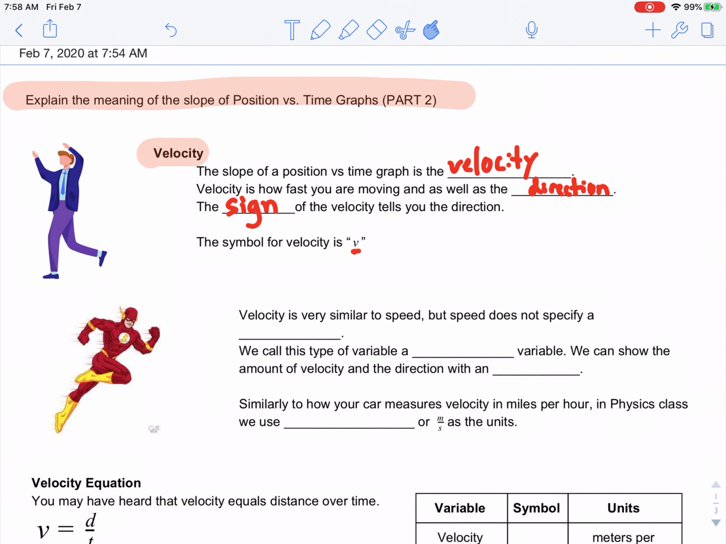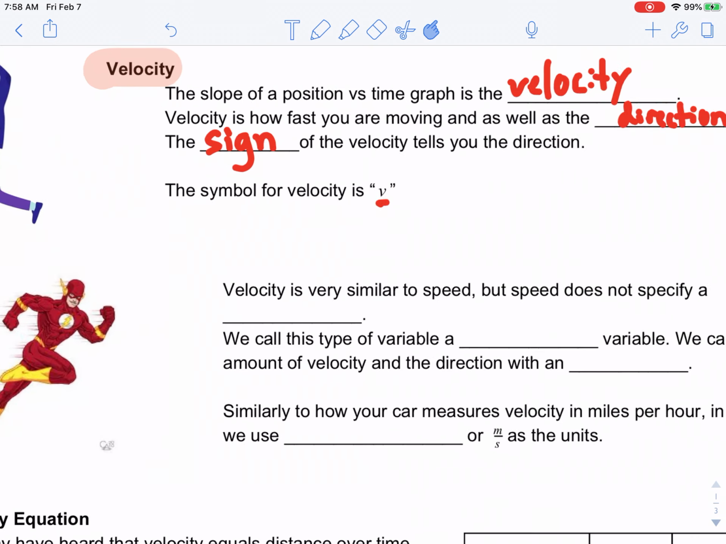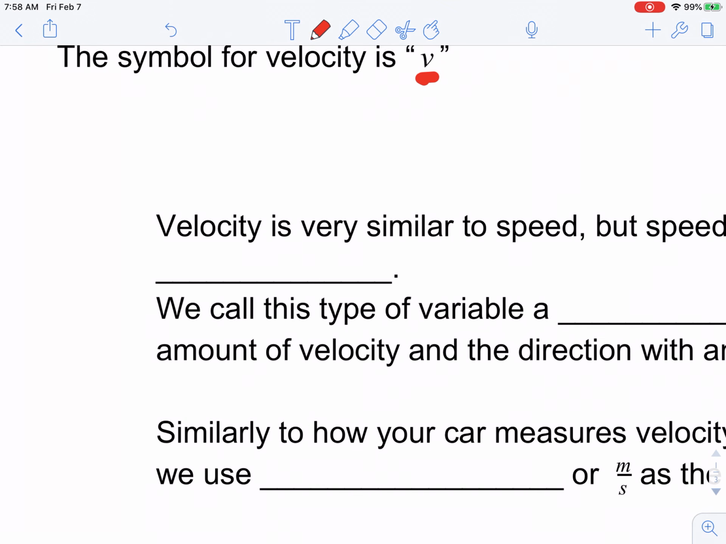Velocity is very similar to speed, but speed does not specify a direction. For example, when we say I'm driving 45 miles per hour, that doesn't tell us whether we're going left or right or up or down. It does not specify a direction. We call this type of variable a vector variable.